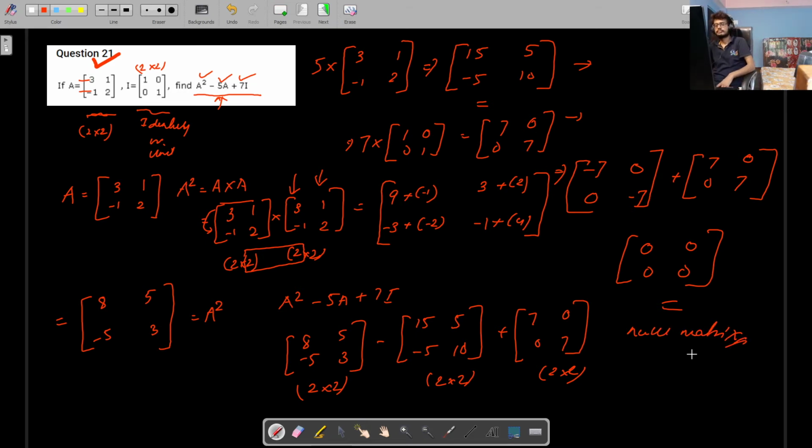Any doubt? Yes. m is the number of rows, n is the number of columns. M into n. So any doubt in this question, anyone? No. This is the toughest you can find in this chapter. Nothing can be more difficult than this.